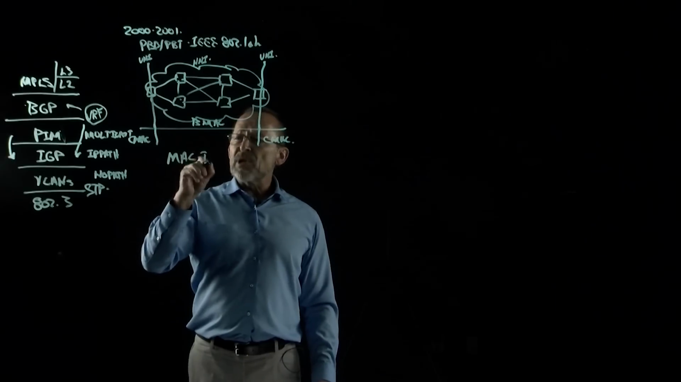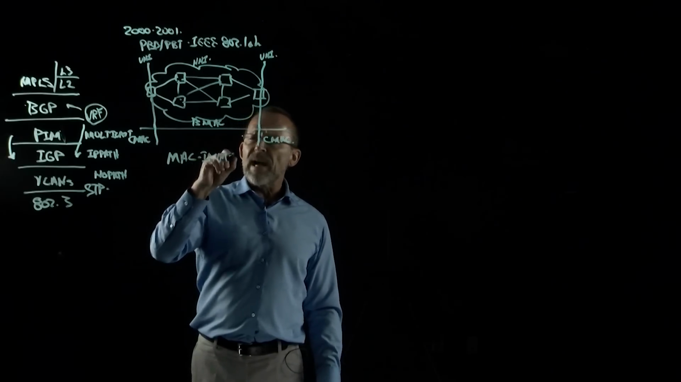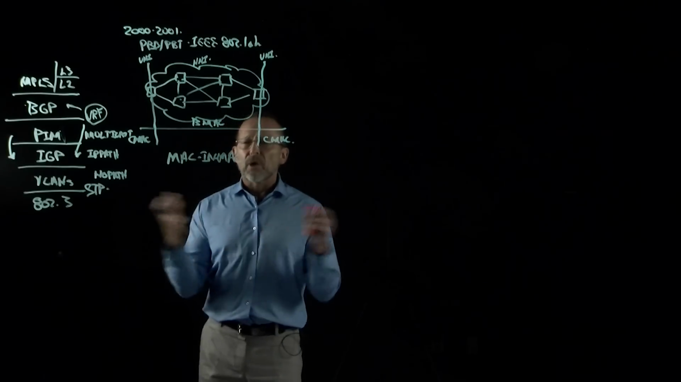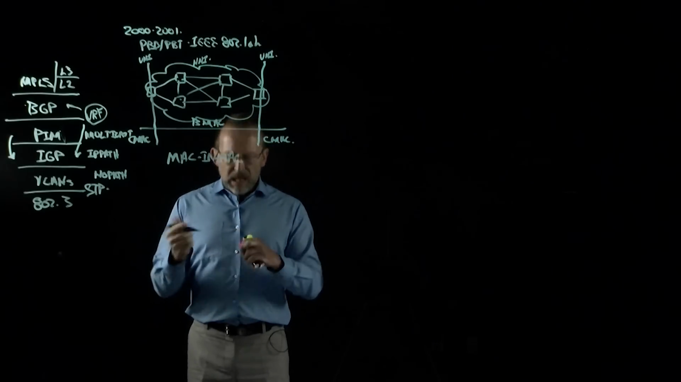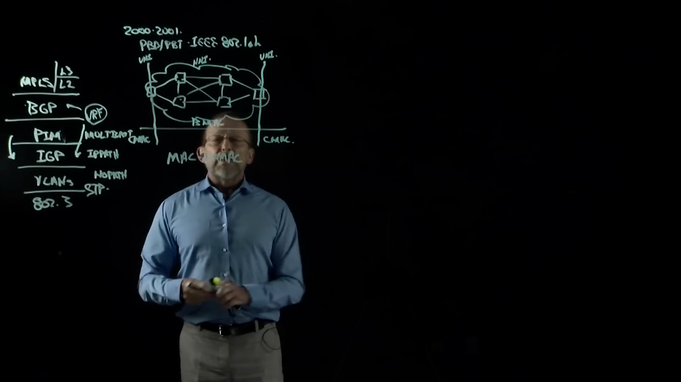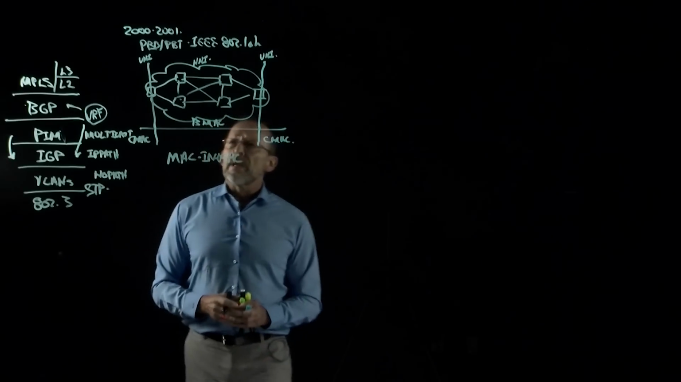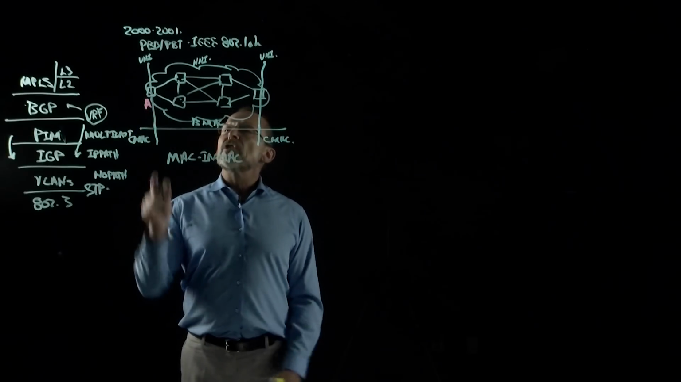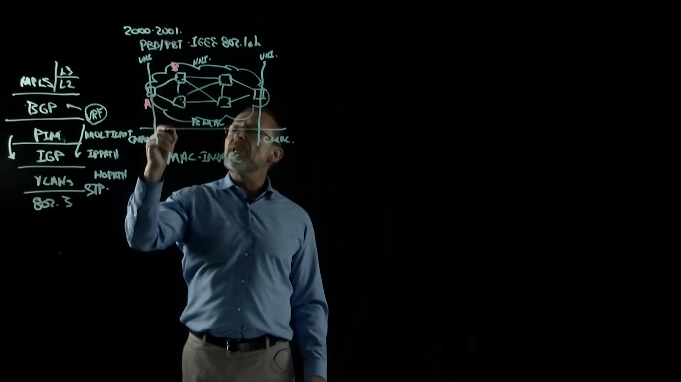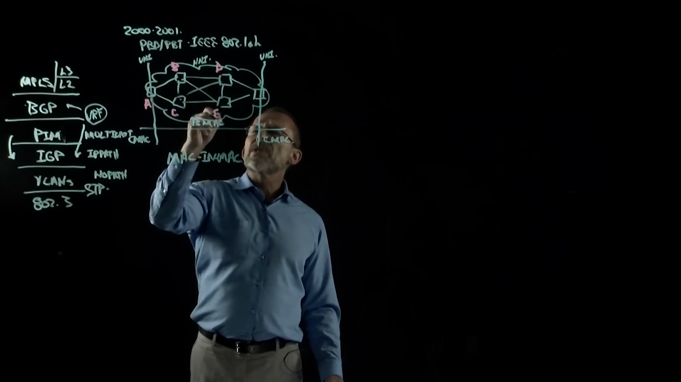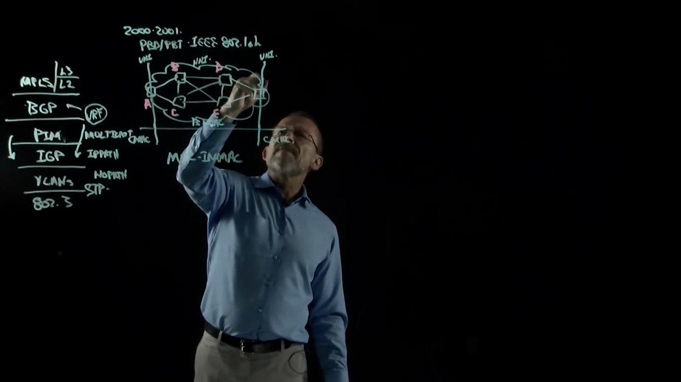MAC in MAC encapsulation basically provides the transport mechanism for me to move information across the cloud. And I can draw a very simple representation of this. But before we do, let's put some labels on these switches. So we'll say that the starting point is switch A. We have switch B, switch C, switch D, switch E, and switch F.